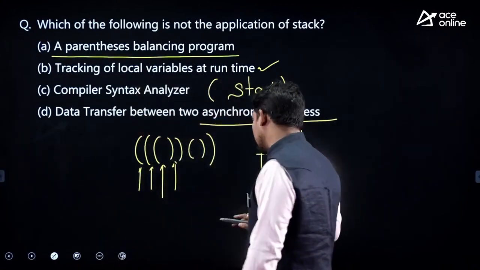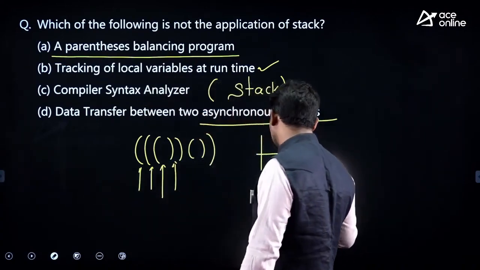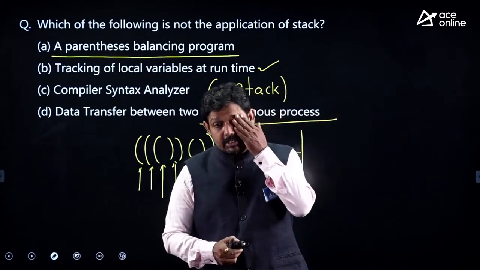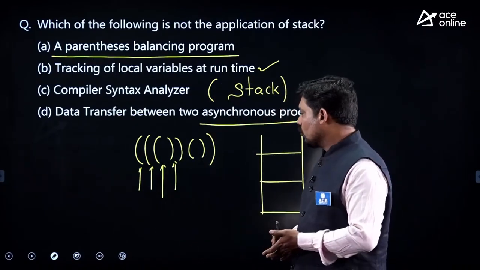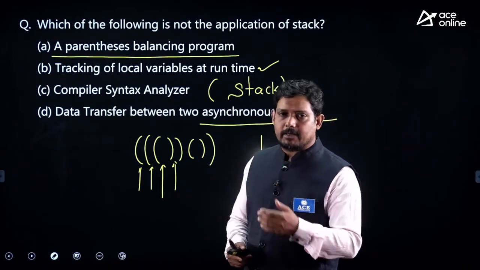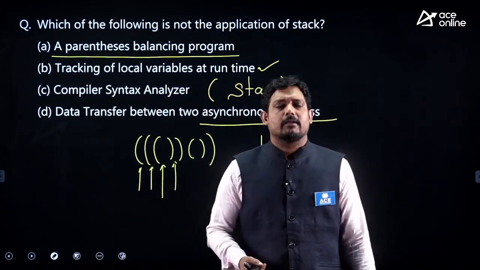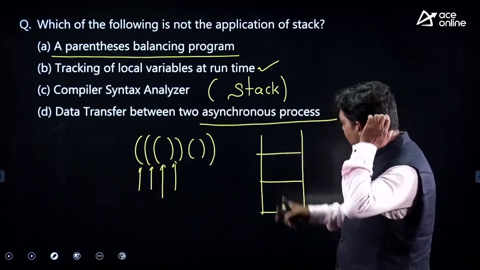So here you can see that at the end of it, what we have done: for every opening parenthesis, pushing has been done, and for every closing parenthesis, popping has been done, and at the end of it, if the stack is empty, then it is balanced. So now this is a balanced parenthesis.